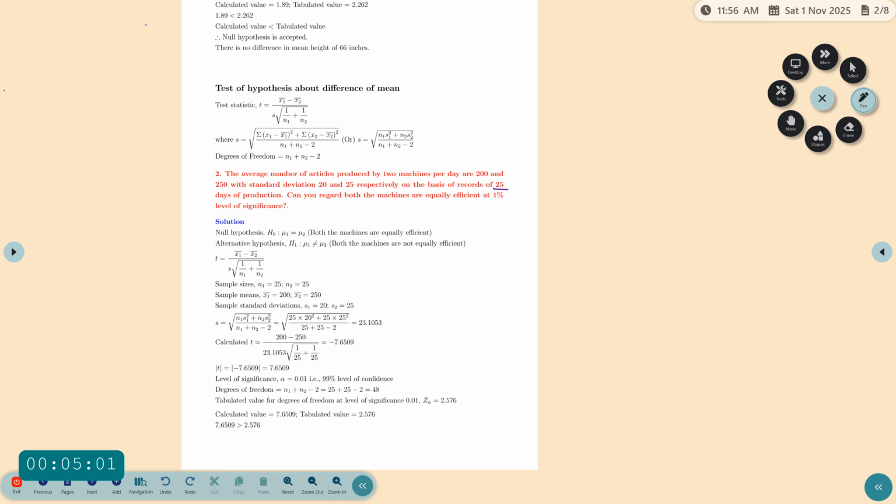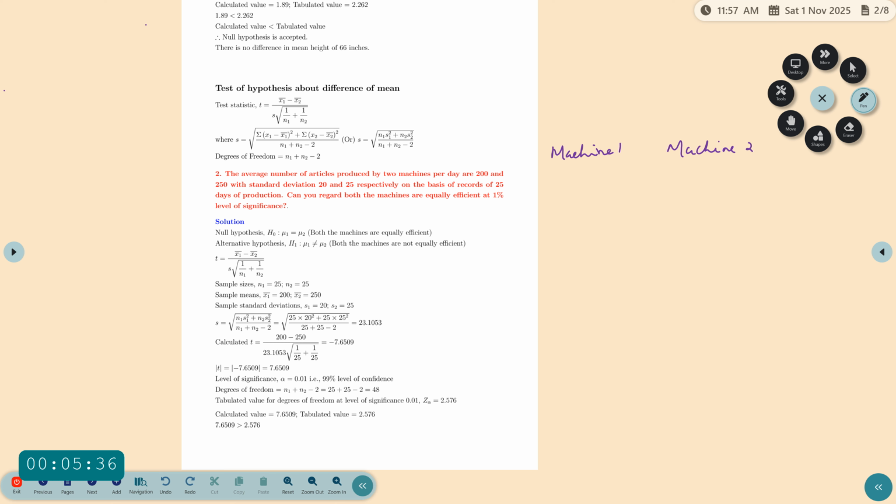So based on the 25 days of sample, the average number of particles produced by machine 1 is 200 and machine 2 is 250, with standard deviation 20 and standard deviation 25. So based on the sample collected, we have to check whether both the machines are equally efficient, and what the level of significance was for this. So let me write all the data given for machine 1 and machine 2.